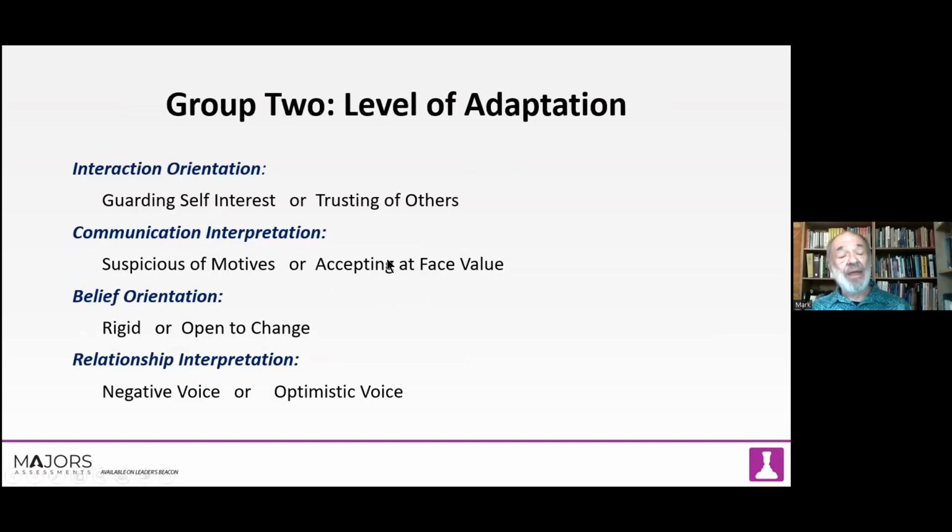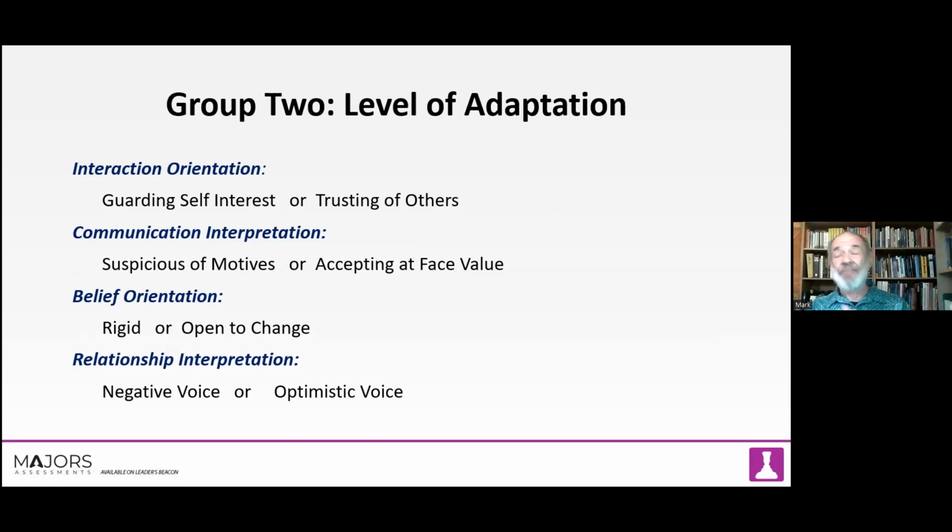The second area we talked about, the large group, is level of adaptation. There's interaction orientation. How do you take care of the information, your feelings that you have with regard to other people? Are you guarding your self-interest? Or are you trusting others? Communication interpretation. When somebody's talking to you, do you interpret their communication with suspicion? Or do you accept it at face value?